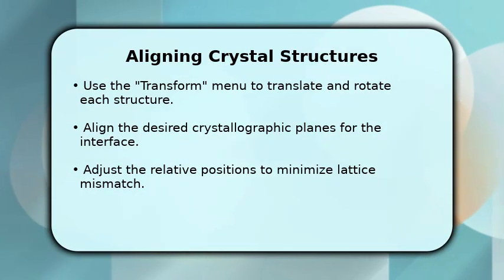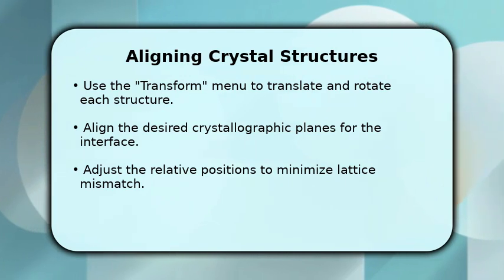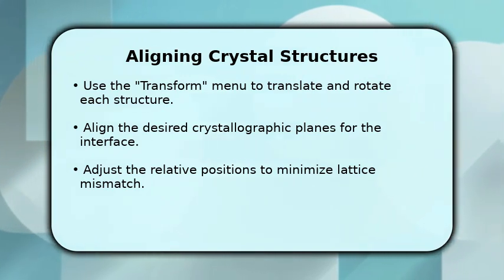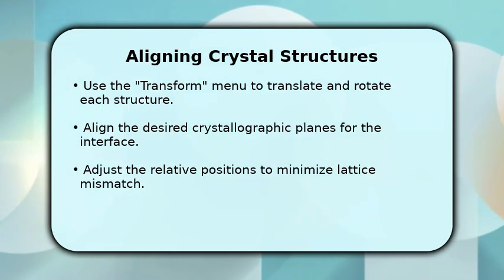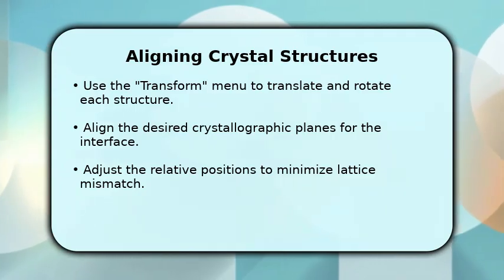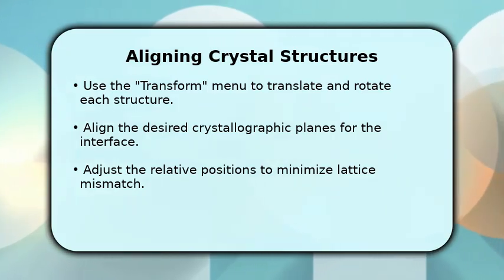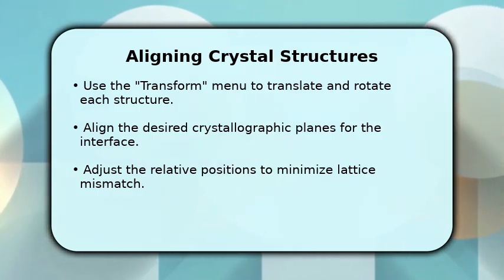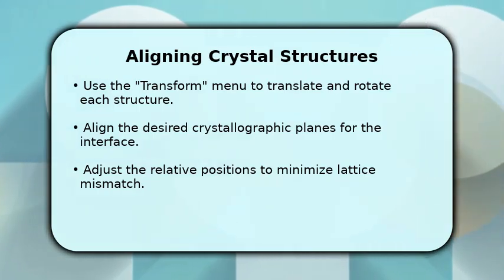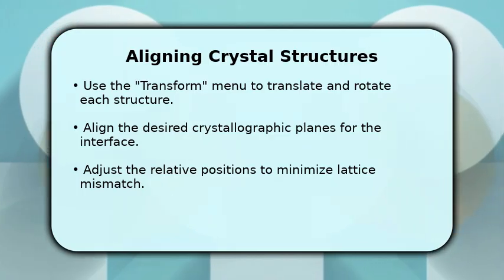Now, let's align your structures. Go to the Edit menu, then Edit Data, and select Unit Cell. Here, you can translate and rotate each structure independently using the transformation matrix. Carefully align the specific crystallographic planes that will form your heterostructure interface. Aim for the best possible alignment to reduce strain and lattice mismatch between the two materials.